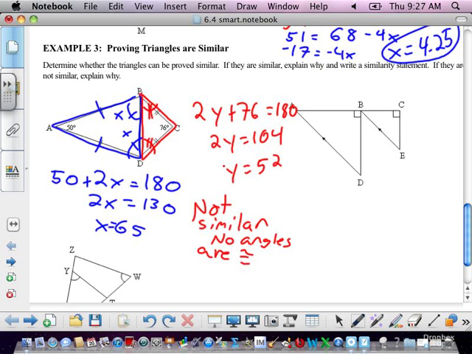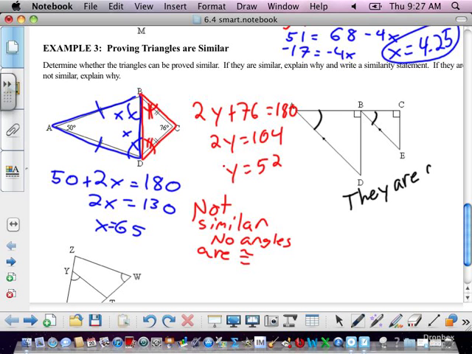Look at the next one. We've got two parallel lines cut by a transversal. So these two angles right here are congruent. Do we have two angles that are congruent to each other for both triangles? Yes. They are similar.